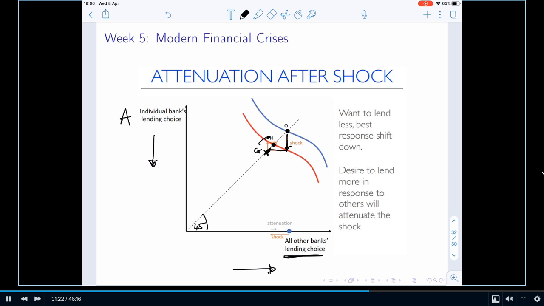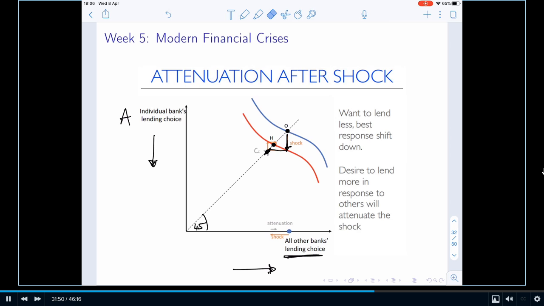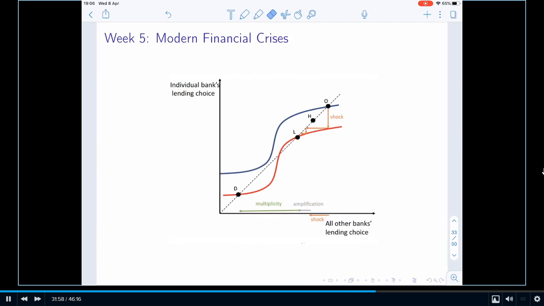Why? Because we have these downward sloping best response curves, our actions are attenuated, or we attenuate each other's actions. So because I've now cut in response to the shock, and because the other banks have also cut in response to the shock, then we both in turn want to increase our lending a little bit. So we attenuate each other's actions, and the final impact of the shock on lending is less than the impact purely from the shock itself. So the shock gets attenuated, which is a good thing. It's leading to stability in the financial system.